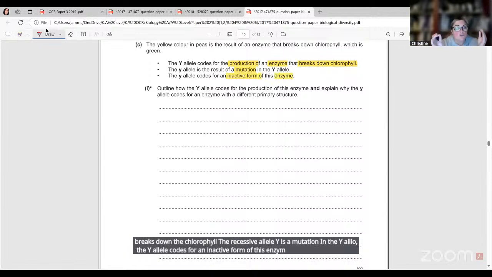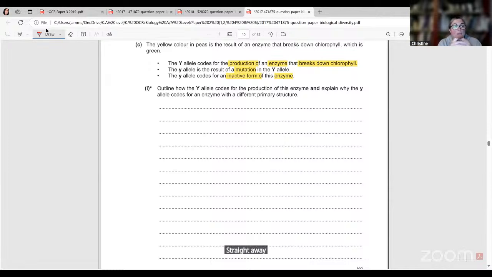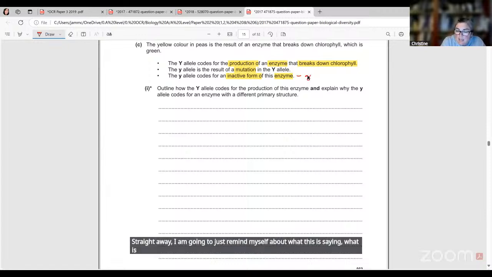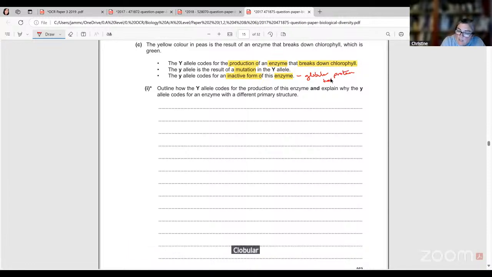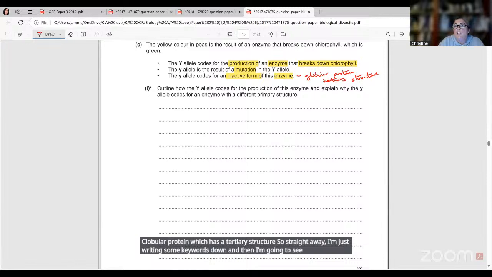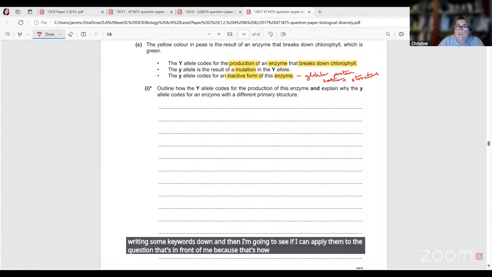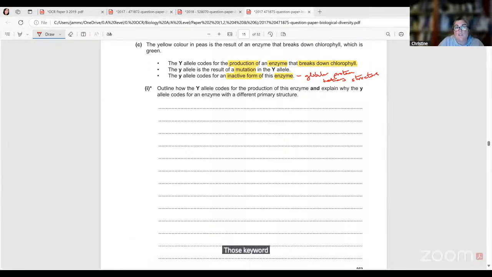So again, straight away, I am going to just remind myself about what this is saying. What is an enzyme? An enzyme is a globular protein, which has a tertiary structure. So straight away, I'm just writing some keywords down, and then I'm going to see if I can apply them to the question that's in front of me, because that's how you actually manage to gain the marking points, by writing those keywords and then applying it to the question that's in front of you.